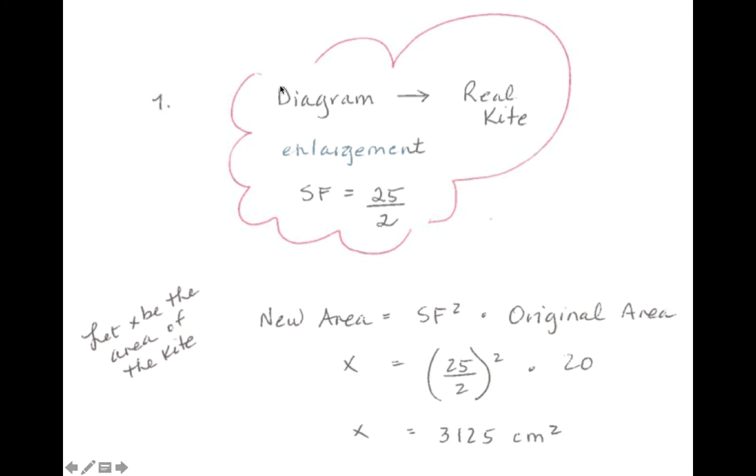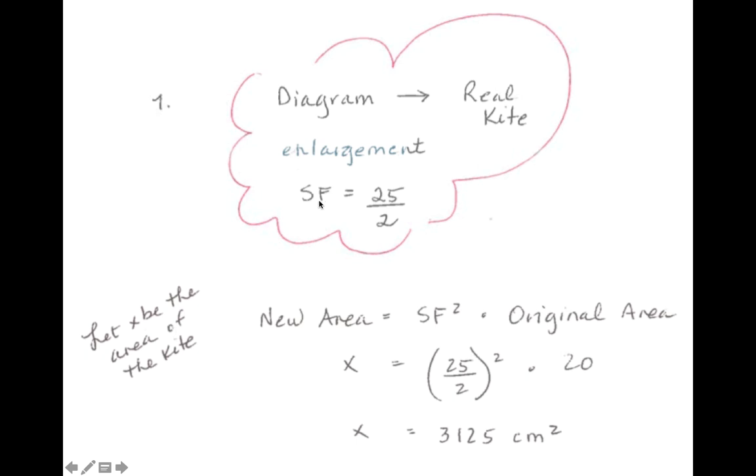Well, in this one, I'm going from a small diagram to the real kite. And then stop to think about it. Is this an enlargement or reduction? And clearly, if I'm going from the small diagram to the real kite, it's an enlargement. And then I pause to consider and realize, okay, my scale factor will have to be larger than 1. So then I set out to create the scale factor.